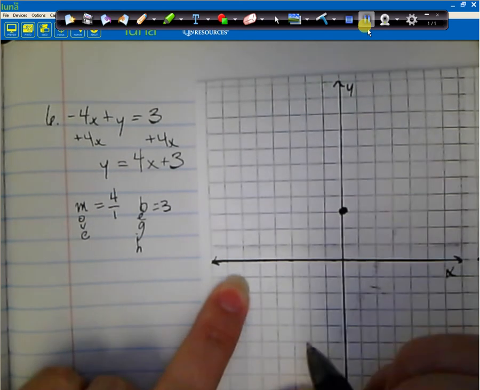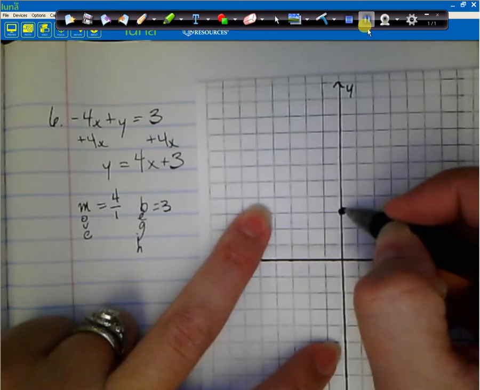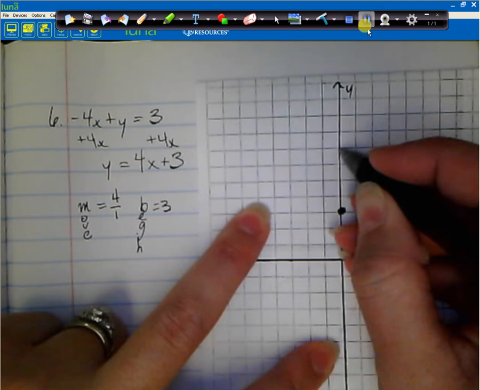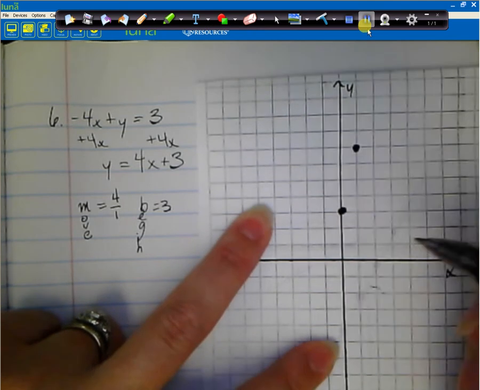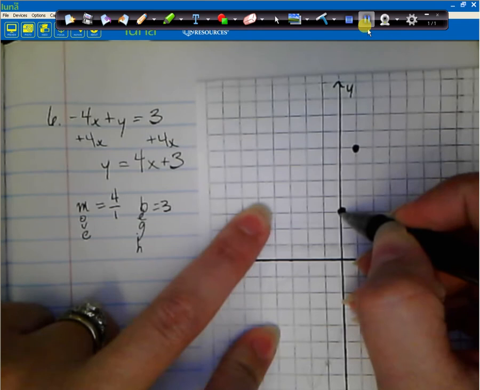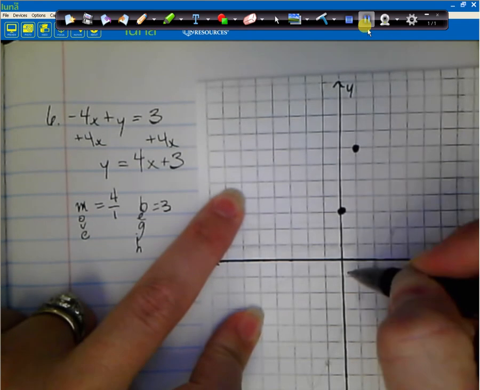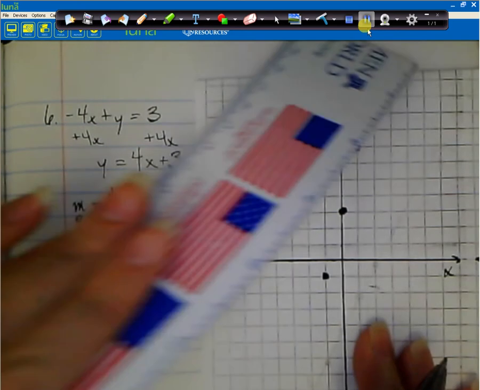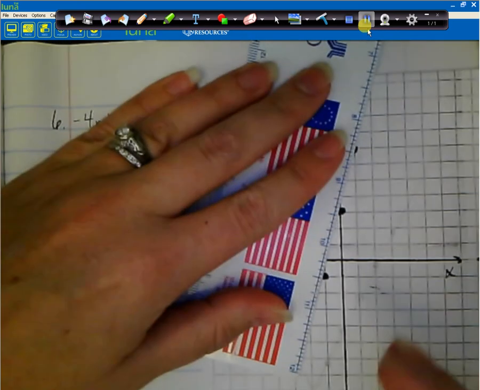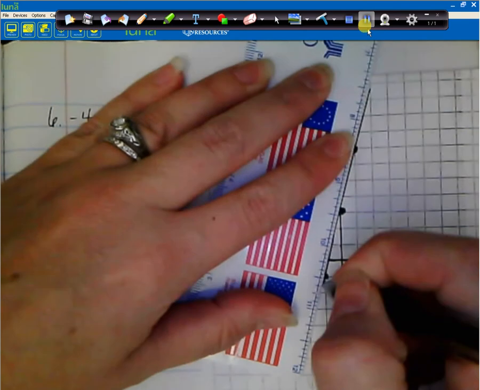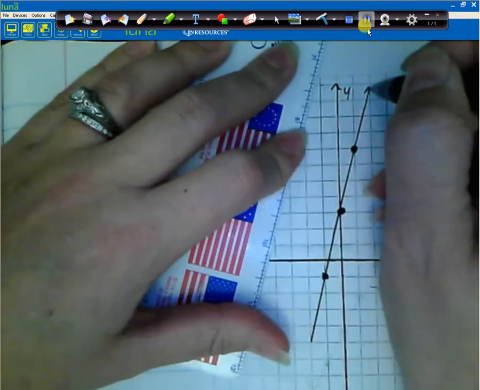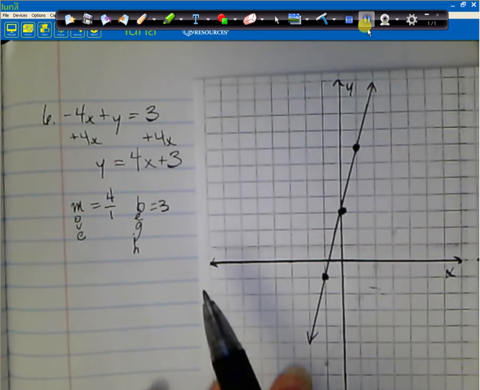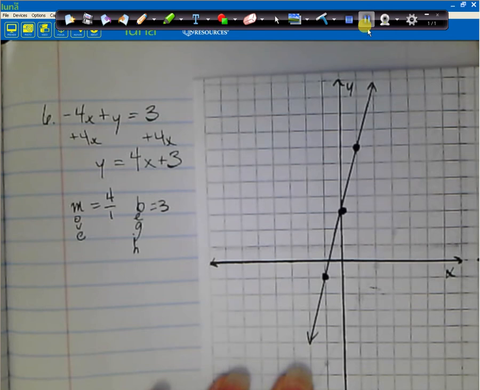I'm moving 4 over 1. They're both positive, so up 4, 1, 2, 3, 4 over 1, make my point. Now I'm going to do the opposite. I'm going to go down 4 and back 1. 1, 2, 3, 4, and back 1. Those are my 3 points. I'm going to take my ruler, draw my line, connect the dots. Make sure that you have the work on your paper and the graph before you move on.